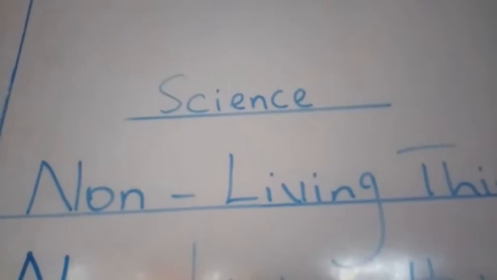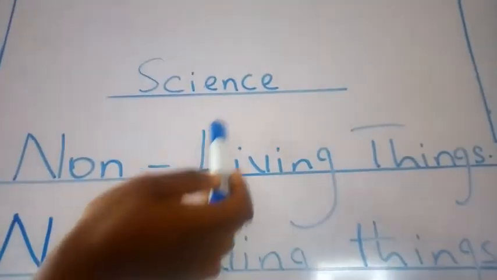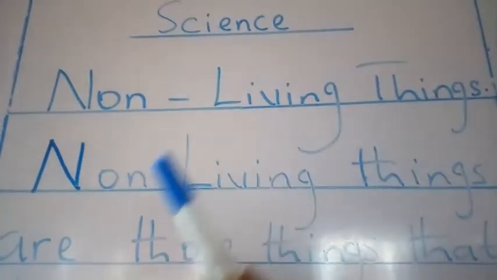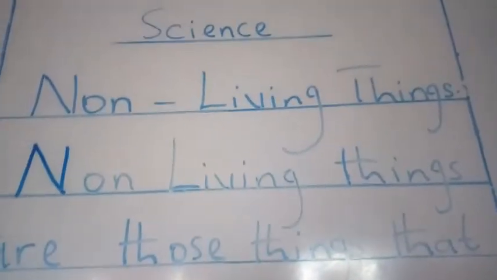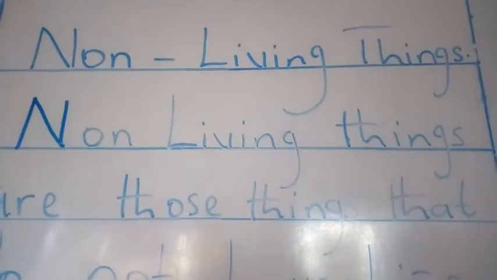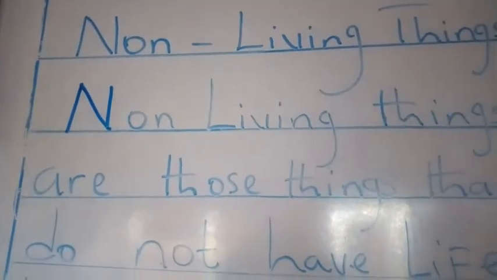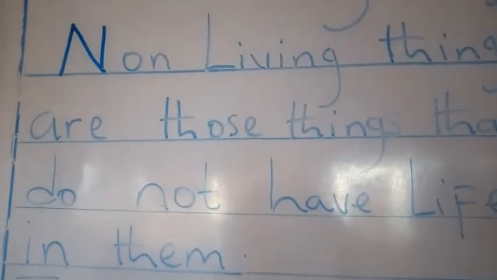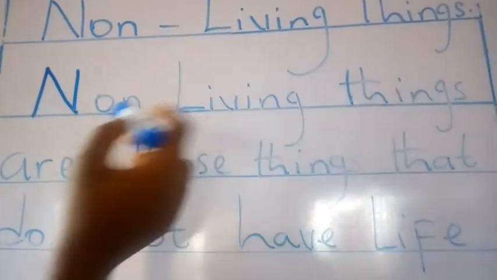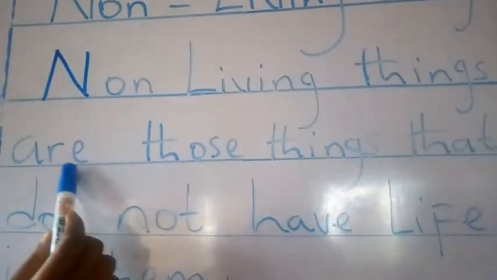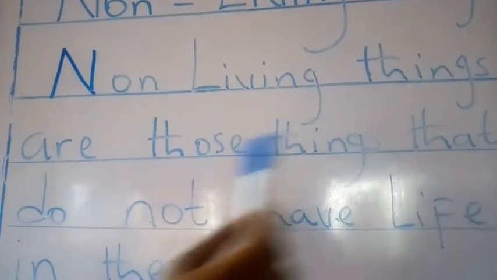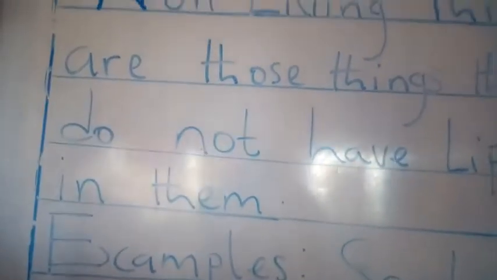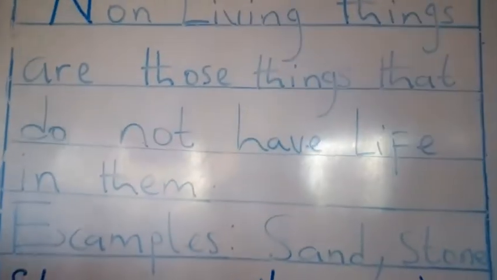Here we are treating science as a subject and our topic is non-living things. Remember in our previous lesson we talked about living things when we explained that living things are those things that have life in them. Now today we are going to be explaining non-living things. Non-living things are those things that do not have life in them.